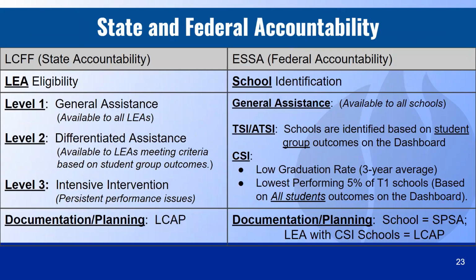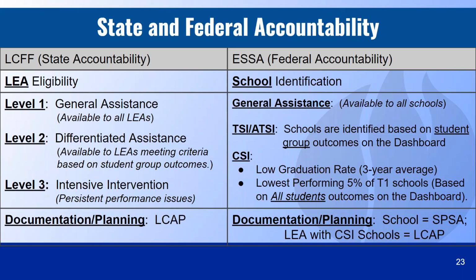To conclude this video, let's review state and federal accountability requirements side by side. On the left, LCFF outlines state accountability, while on the right, ESSA outlines federal accountability. LCFF support is determined at the LEA or district level, while ESSA support is determined at the school level. Both state and federal systems have a tiered approach.